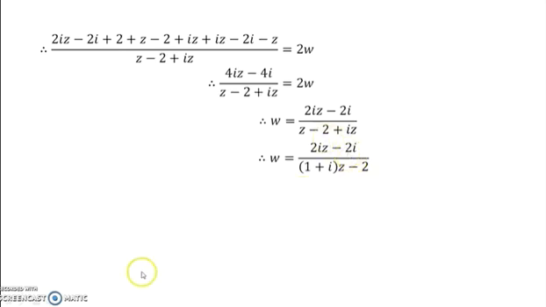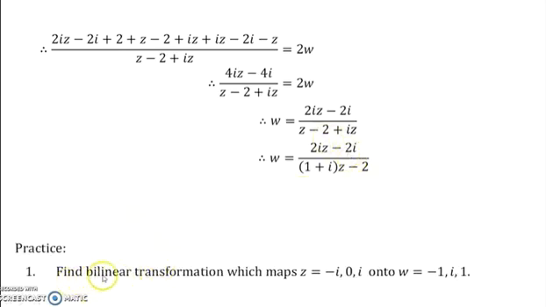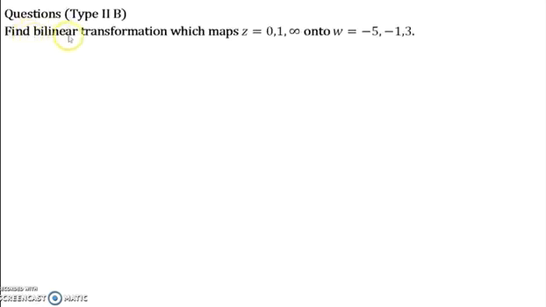You should be very careful while solving bilinear transformation problems, because it creates a plus or minus error easily. So we have one practice problem: finding the bilinear transformation which maps z equal to minus i, 0, i onto w equal to minus 1, i, 1. This is for your practice. Now we move on to another problem.